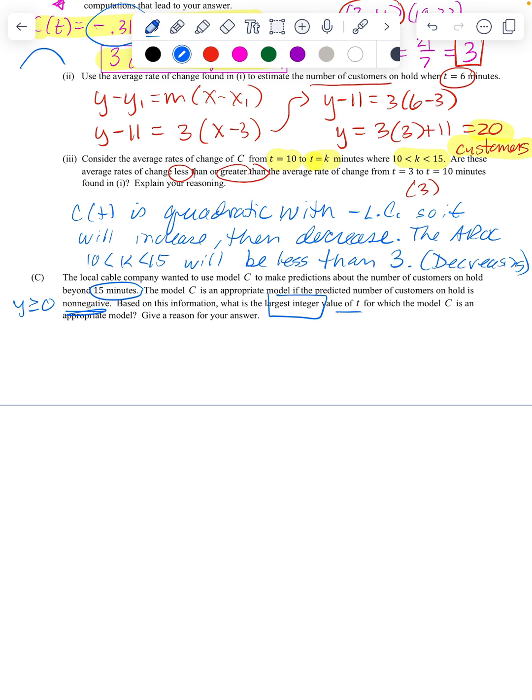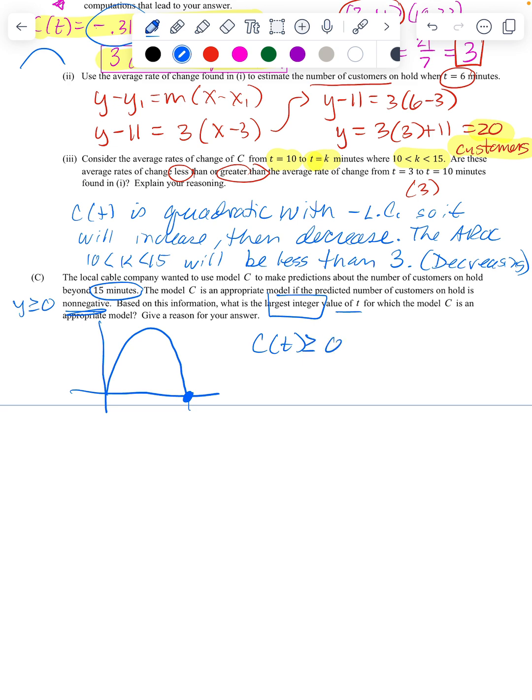What they are telling you is that you're going to have a graph that goes up and comes back down, and you are only using that top part because down here doesn't make any sense. Now you have a negative number of customers. So you are looking for the time, because it says what is the largest value of t before that y value goes negative. So you're looking for where does C of t stay above 0.